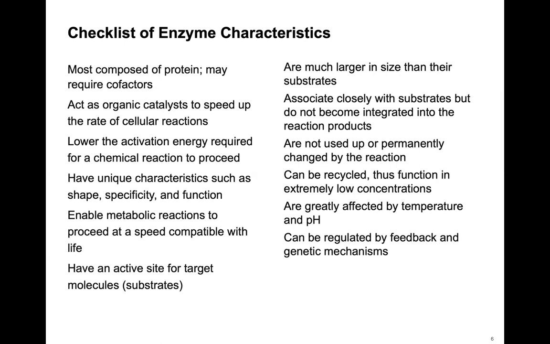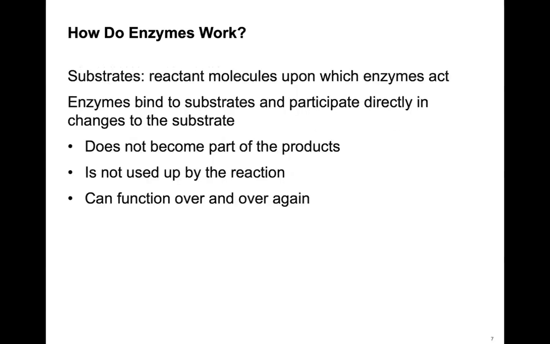Enzymes can be greatly affected by both temperature and pH. If you go too high on the temperature, you can denature the proteins, which will make the enzyme inactive. For pH, if you go too basic or too acidic on either end of the spectrum, you will denature the proteins and they will become inactive. Enzymes can also be regulated by feedback and genetic mechanisms.